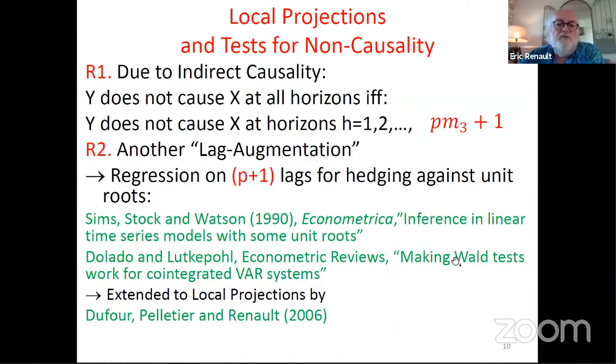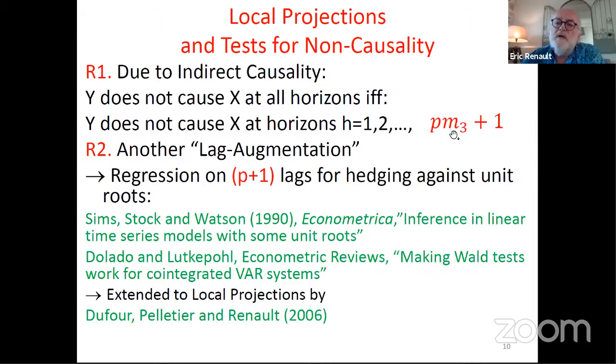A few things I want to say about this local projection for testing for non-causality. Number one, due to the indirect causality I have pointed out before, if you really want to check that y does not cause x at all horizons, this is an if and only if, you have to check that y does not cause x at horizon 1, 2, 3, and you should not stop at p. You should go until p plus m3 plus 1.